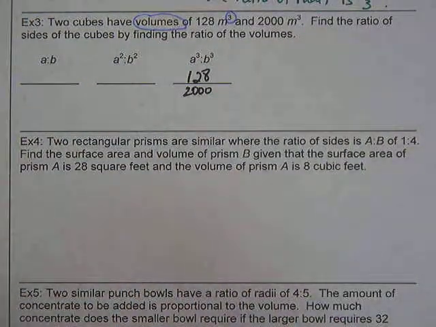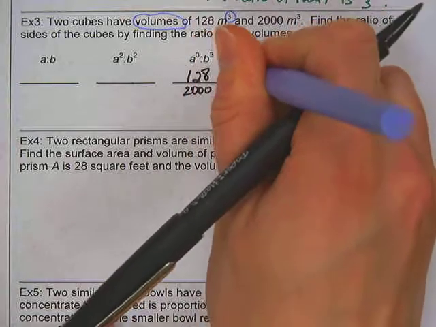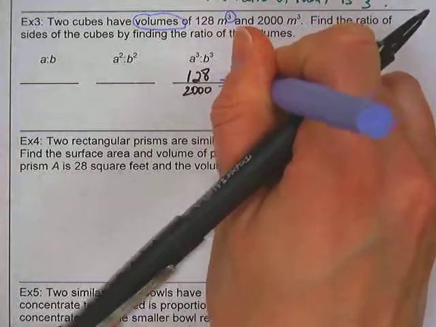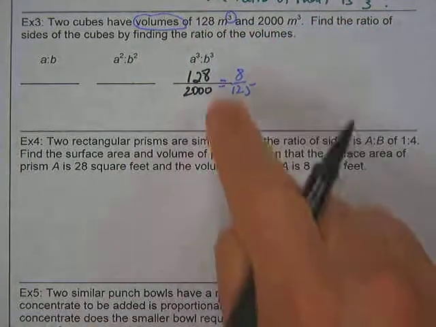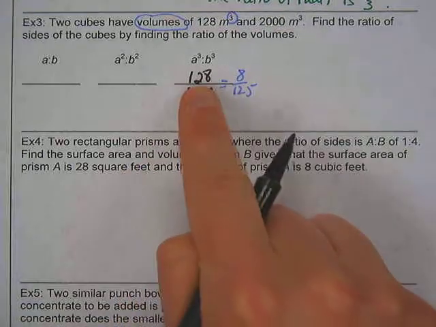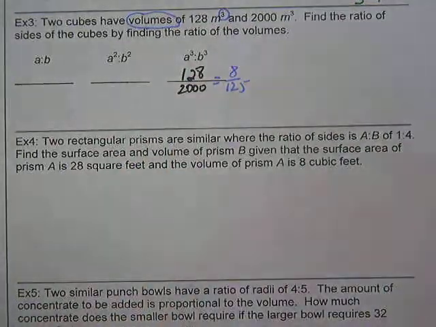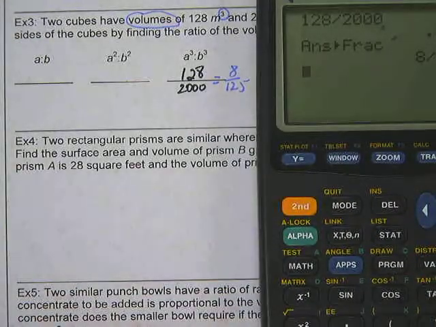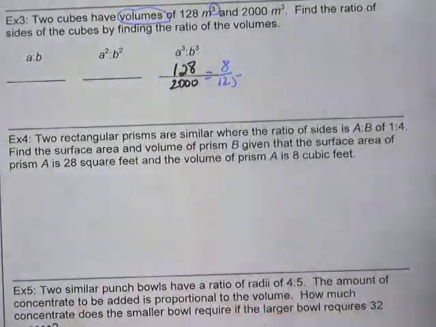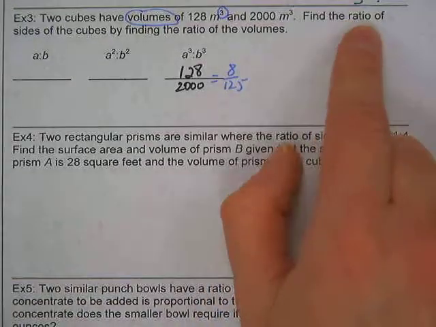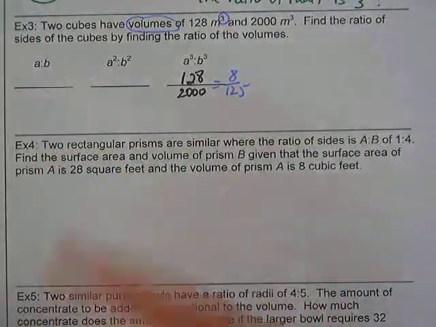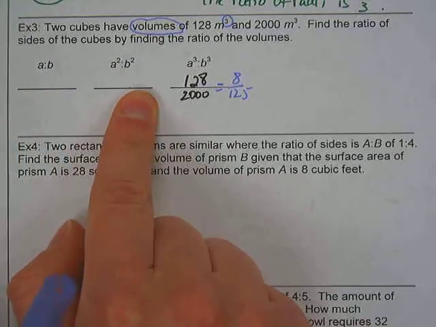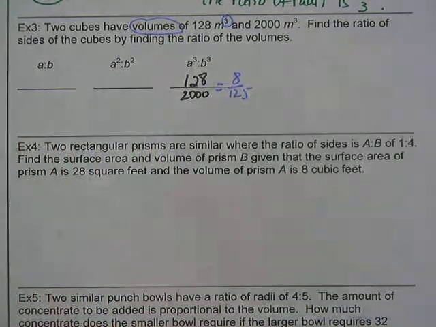Oops, wrong math class. And now I have 8 over 125. If you had to do this by hand, hopefully you recognize that 8 goes into both top and bottom. I think it actually might be 16. Let's see. Yep, it's 16. Okay. So from here, we want to find the ratio of sides.